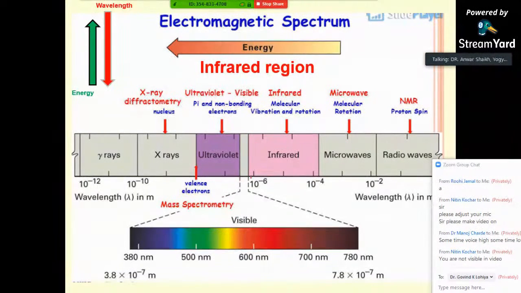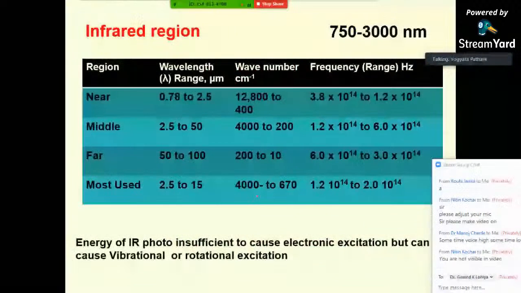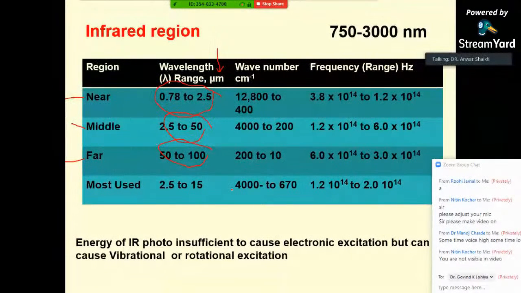Here again we see that infrared spectroscopy comes in this region, that is 0.78 to 100 micrometer. In this micrometer range, it is further divided into the near IR, middle IR, and far IR. So 0.78 to 2.5 microns is known as the near, 2.5 to 50 is known as the middle, and 50 to 100 is known as the far. But the most useful range from the spectroscopy point of view is 2.5 to 15 micron.